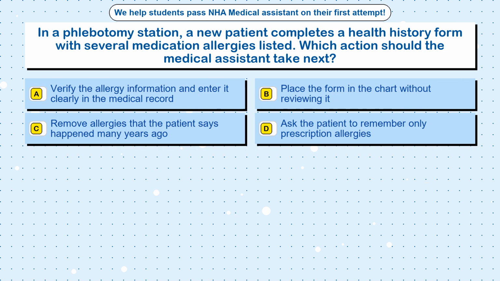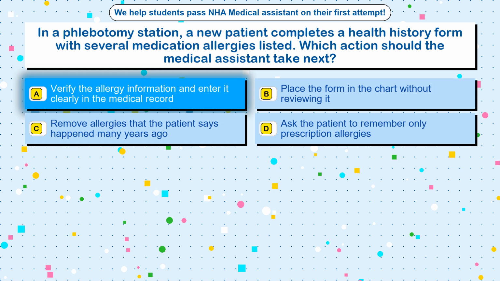Question 30. In a phlebotomy station, a new patient completes a health history form with several medication allergies listed. Which action should the medical assistant take next? Option A. Verify the allergy information and enter it clearly in the medical record. Option B. Place the form in the chart without reviewing it. Option C. Remove allergies that the patient says happened many years ago. Option D. Ask the patient to remember only prescription allergies. The correct answer is option A.